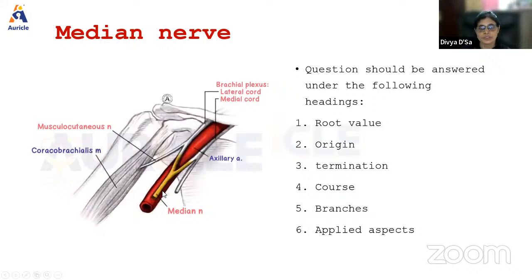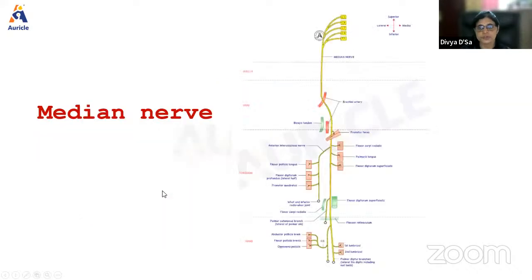This median nerve runs forwards. Since it is contributed to by both the lateral and medial cords, we write all the root values: C5, C6, C7, C8 and T1. They join to form the median nerve. In the axilla it doesn't have any branches, so it passes from the lateral to the medial side and crosses the brachial artery.